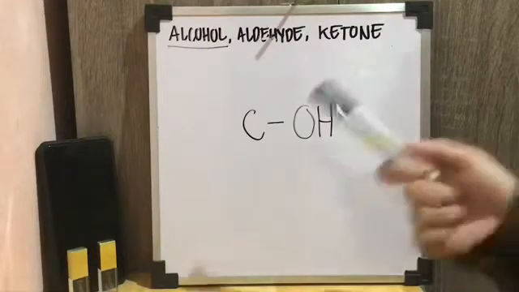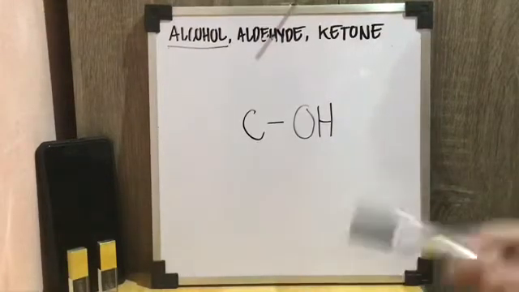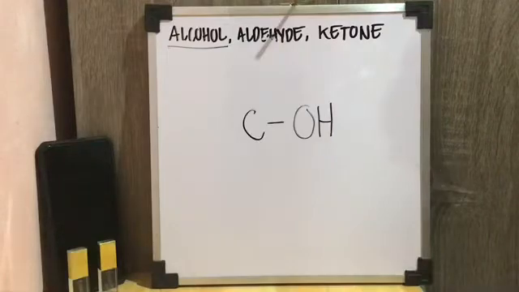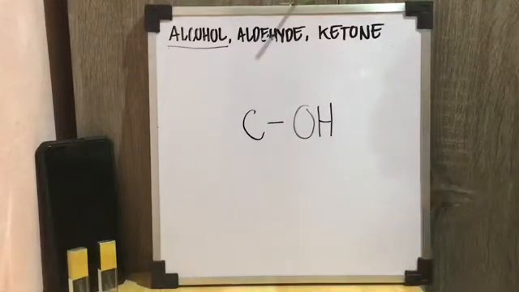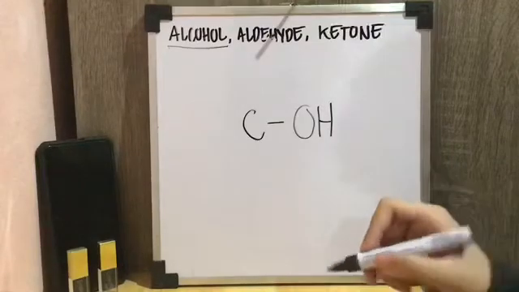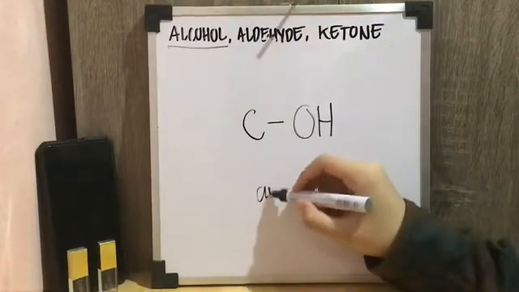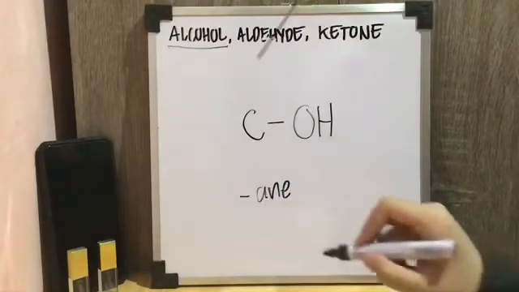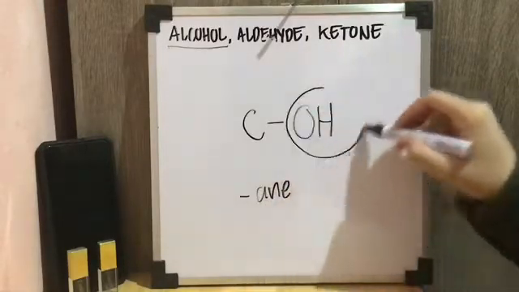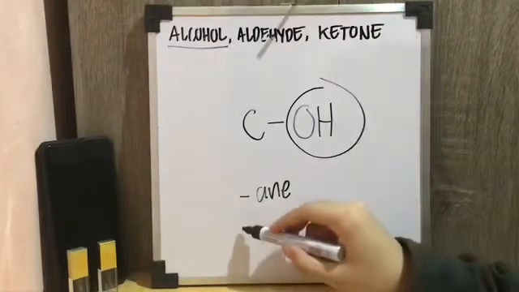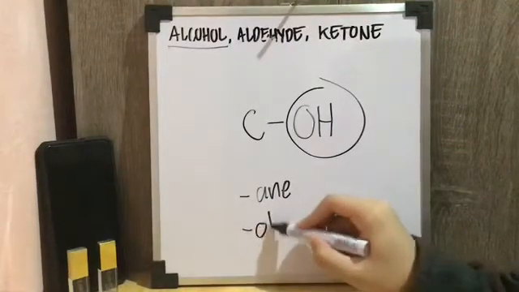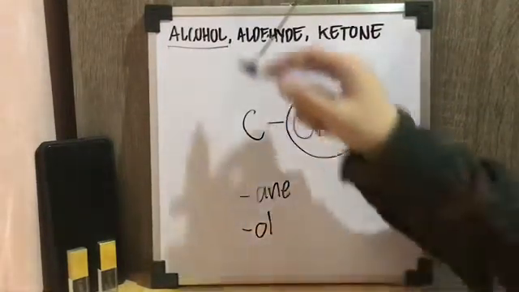When you're naming alcohols, you will be replacing the suffix. If your organic compound has a single bond all throughout, the suffix is -ane. But if there is an attachment of a hydroxyl group or alcohol, you will replace it with -ol to represent alcohol.